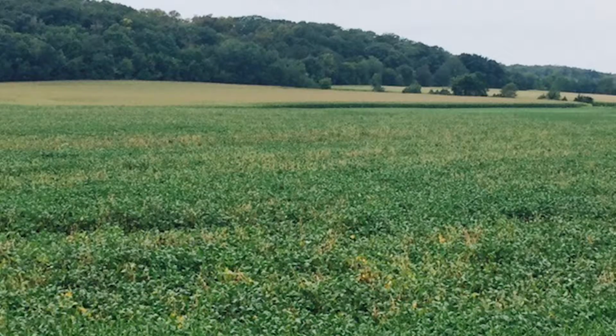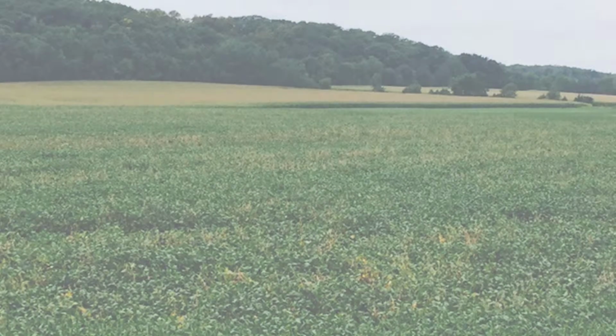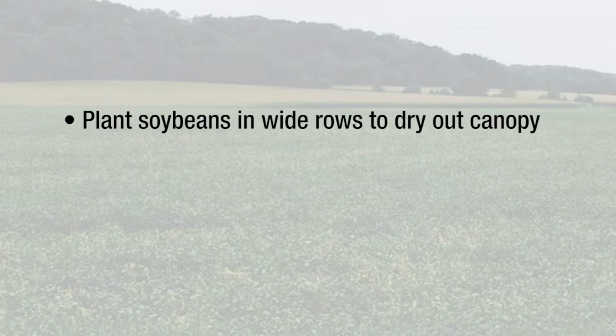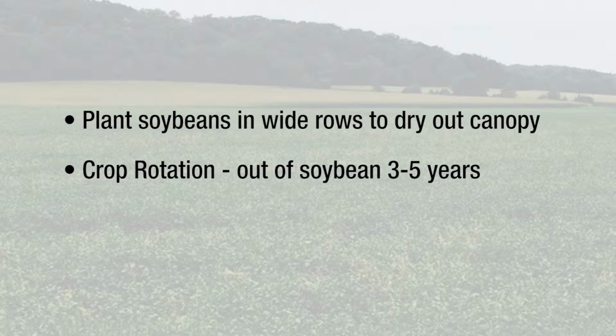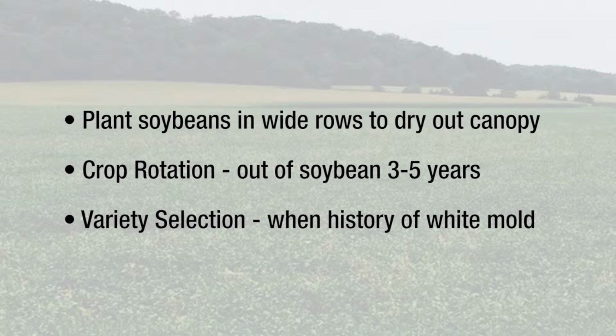To manage white mold, a few practices can be incorporated. Plant soybeans in wide rows and in a direction that the prevailing wind helps dry out the canopy. Crop rotation may help, but the field should be out of soybeans for 3 to 5 years and maybe more. Variety selection can help also, and is important when there is a history of white mold in that field.